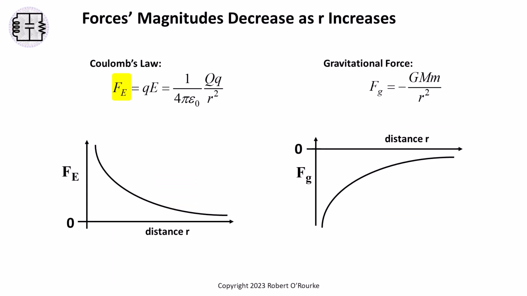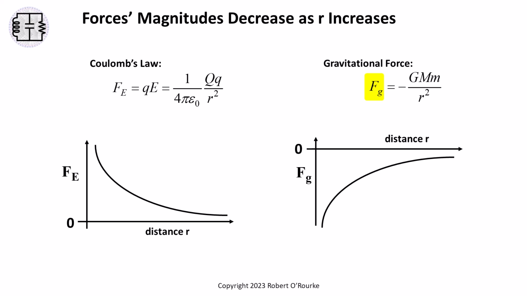As the distance r between charges capital Q and small q increases, the force F sub E in Coulomb's law decreases. F sub E decreases in proportion to 1 over the square of the distance r.